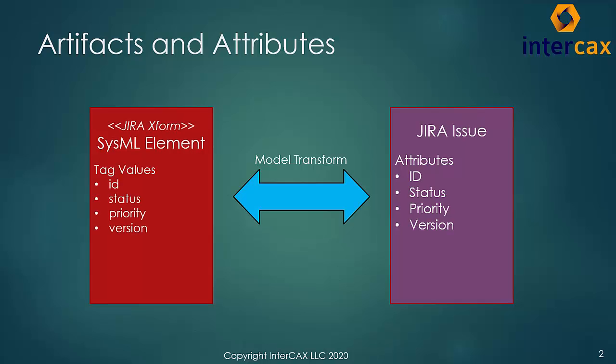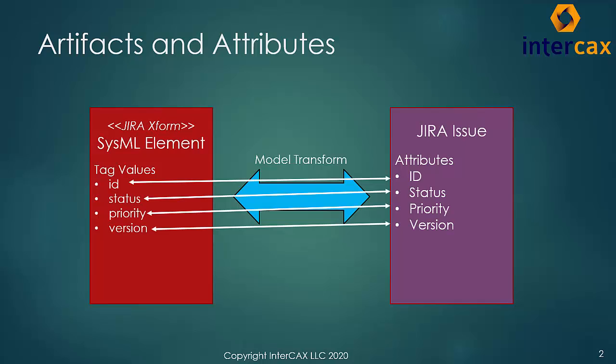Special SysML stereotypes give us a way to store those attributes by adding them as tag values to the base SysML element type. If I add the JIRA transform stereotype to the SysML element with the tag values ID, priority, status, and version, I can create a Syndeia mapping between these and equivalent attributes of the JIRA issue. Not only are the values of these attributes carried over in the initial model transform, they can be compared and updated in many cases as the models change over time.